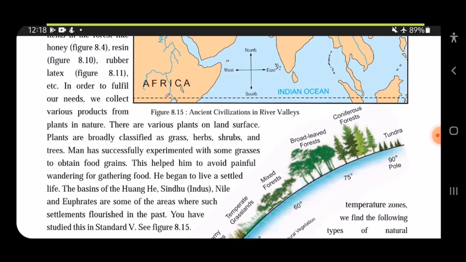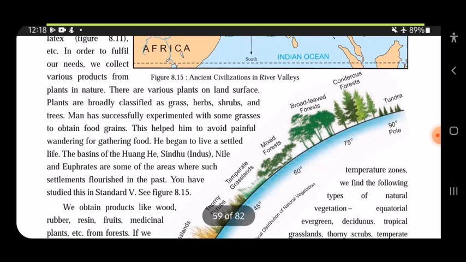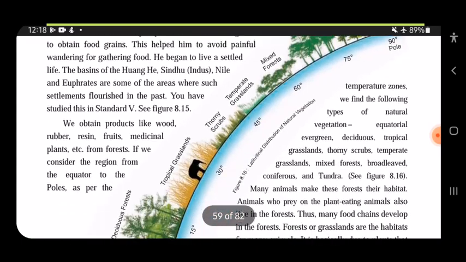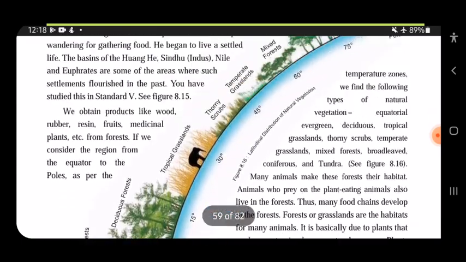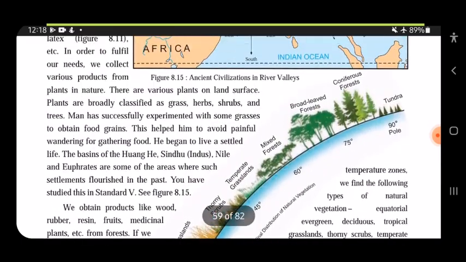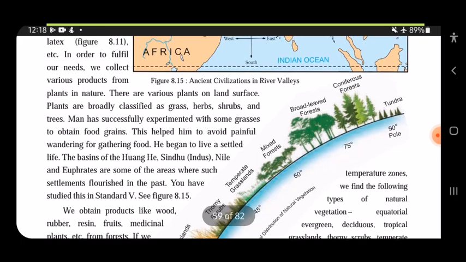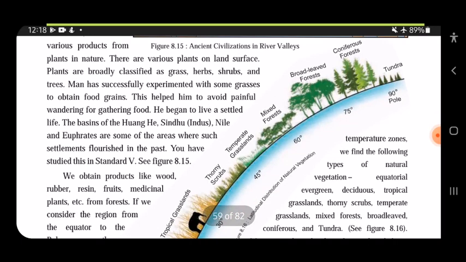There are various plants on the land surface. Now there are so many plants, as you can see over here. There are so many different kinds of plants. Okay, we learn about plants now. Plants are broadly classified. Plants also have different kinds of names. What are they? Grass, herbs, shrubs and trees. Man has successfully experimented with some grasses to obtain food grains. This helped him to avoid painful wandering for gathering food.